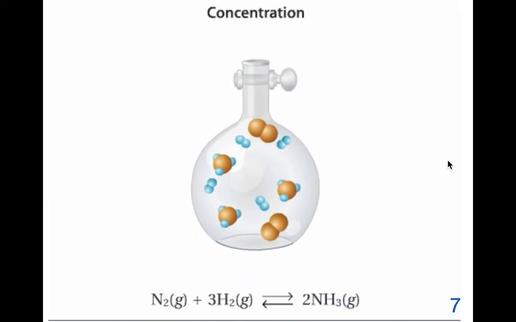A change in the concentration of one of the reagents also affects a system. If the concentration of one of the reagents is increased, the equilibrium will shift to favor the reaction that reduces the concentration of the added reagent. If more hydrogen is added to this flask, more ammonia will form to reduce the hydrogen concentration.